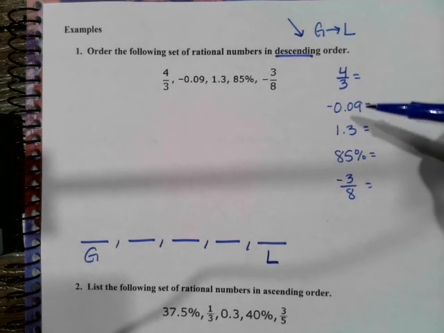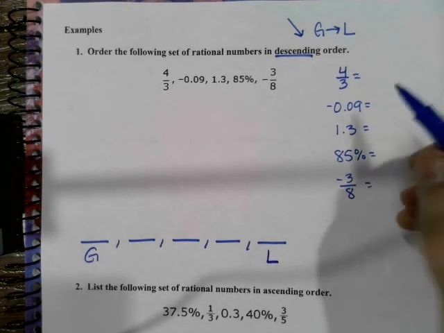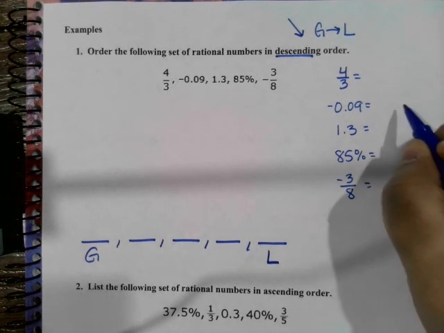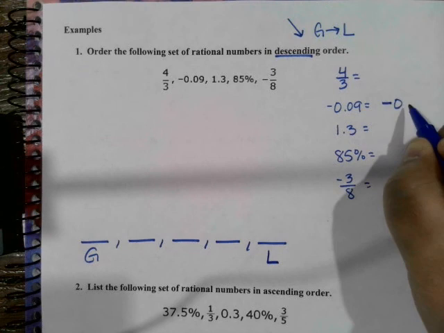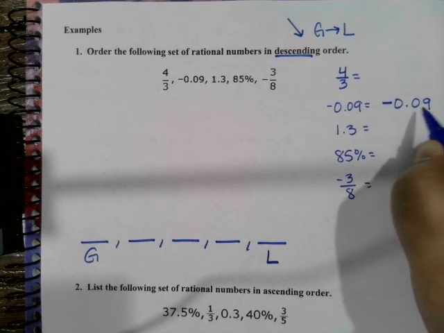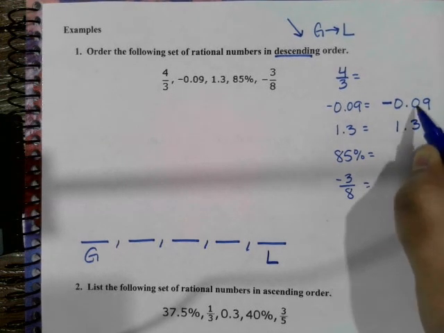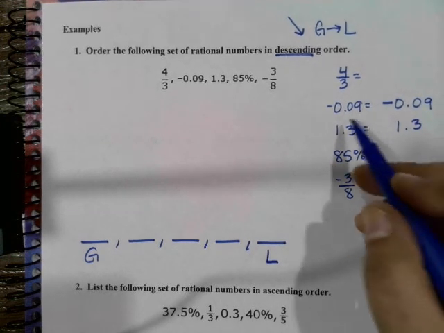So notice that a couple of these are already in decimal form. So I'm just going to write those over here. And this time I'm going to make sure I line up decimals and place value. So negative 0.09. Make sure they're neat, guys. You don't want them squished together. All right, 1.3. Notice I'm lining up the place values in the decimal. All right, so those are done.